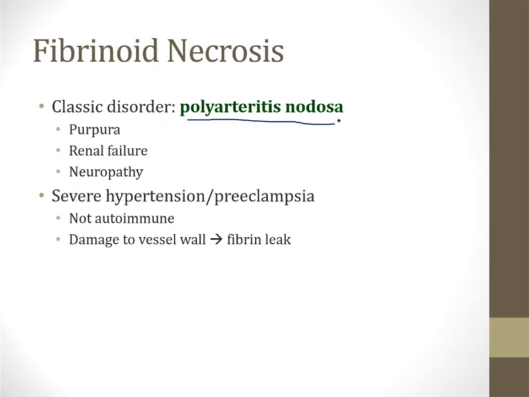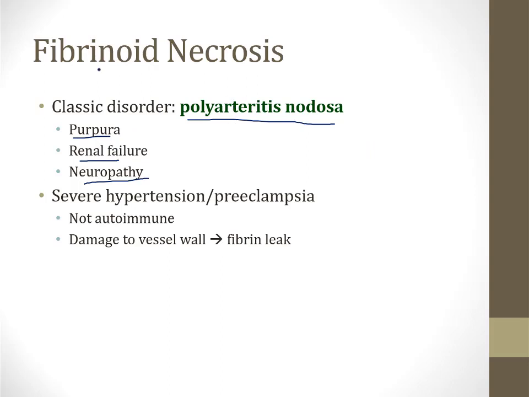I talk about this in the video on vasculitis in the immunology section, but people with polyarteritis nodosa develop purpura on their skin, they develop renal failure, and they develop neuropathy. And the classic finding on biopsy of a blood vessel in a patient with PAN is fibrinoid necrosis.